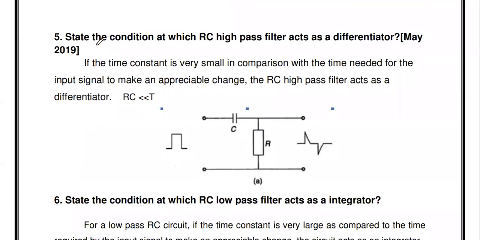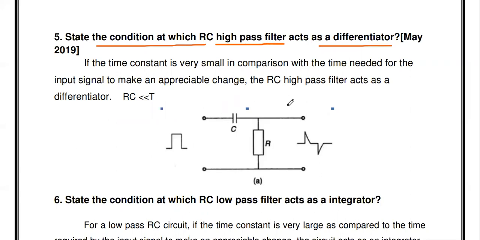And next one: state the condition at which an RC high pass filter acts as a differentiator. It is also a university question, May 2019. In wave shaping circuits, there are high pass and low pass filters. Using a resistor and capacitor, we can construct a high pass filter as well as a low pass filter. If the capacitor is connected in series and the resistor is connected in parallel, such a connection is called a high pass filter.